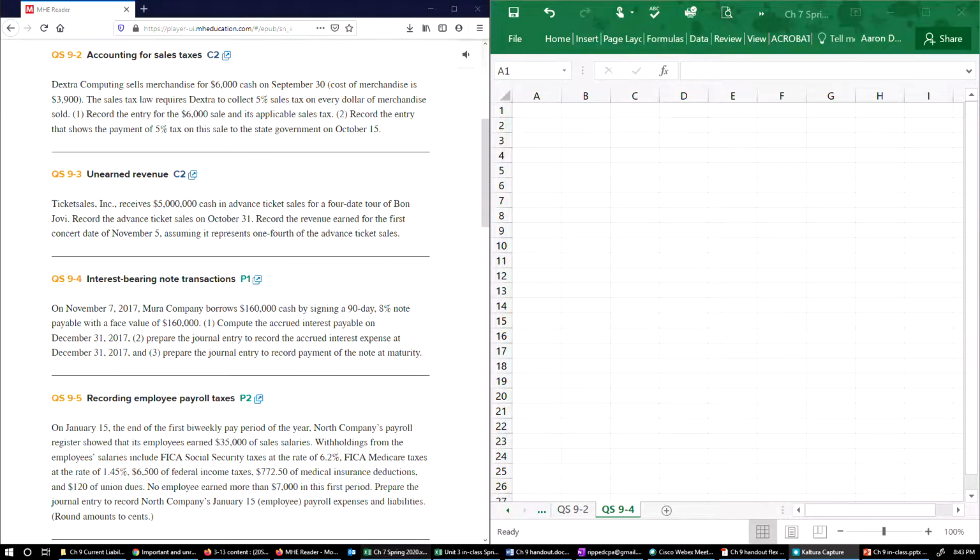All right. So on November 7th, Quick Study 9-4, right here. All right, middle of the page. November 7th, 2017, Mira Company borrows $160,000 cash by signing a 90-day 8% note payable with the face value of $160,000. Compute the accrued interest payable December 31st, 2017. Prepare the journal entry to record accrued expense at December 31st, 2017. And prepare the journal entry to record payment on the note at maturity.